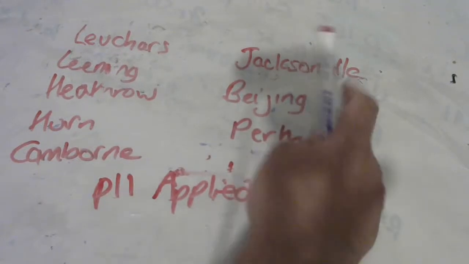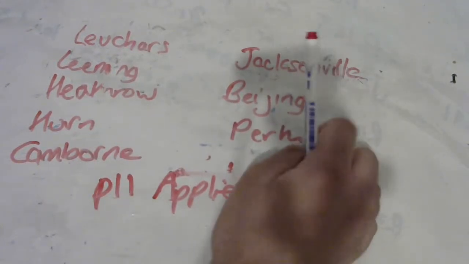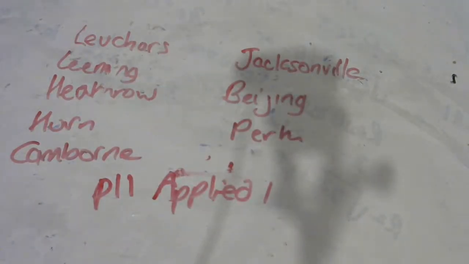Jacksonville's in Florida, Beijing is obviously in China, and Perth is in Australia. The main thing to remember there is obviously Australia, because it's in the southern hemisphere. The seasons do a flip-flop. So when it's winter for us, it's summer for them. Remember, that's important to us because our data goes from, if I remember correctly, May to October, and obviously that's the northern hemisphere summer. So that's a flip for Perth, which will be going through the southern hemisphere winter.